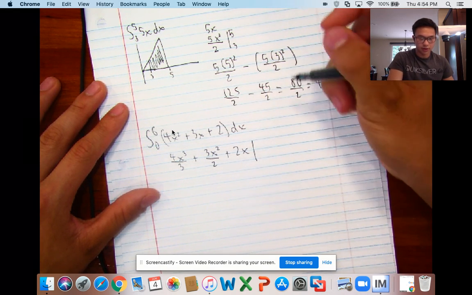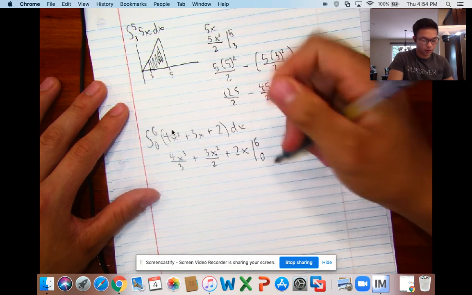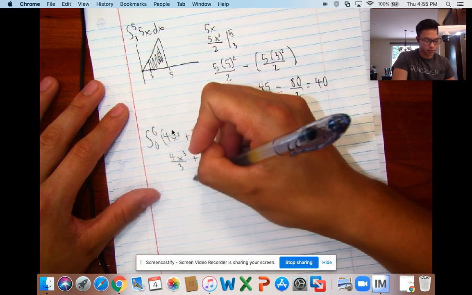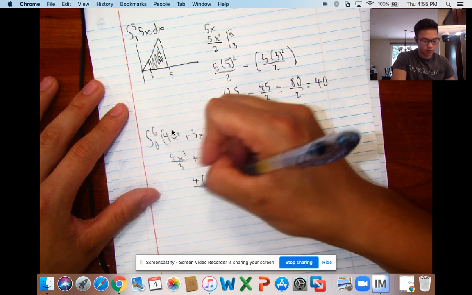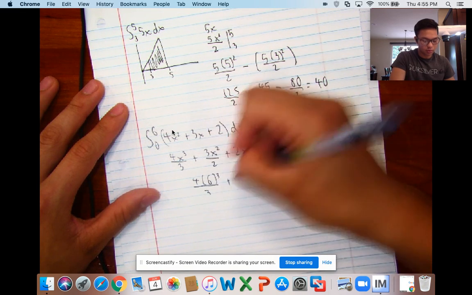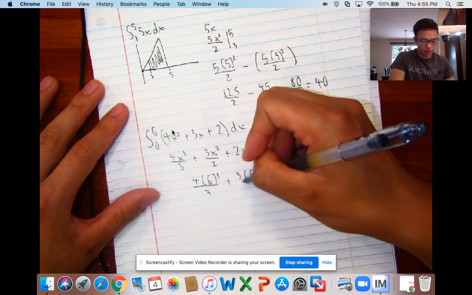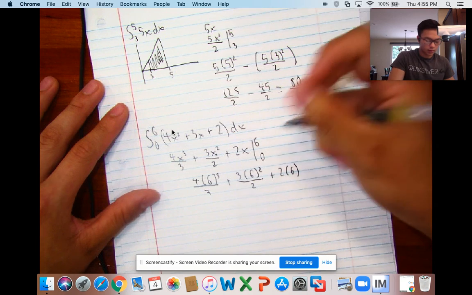Same thing as up over here. You're going to plug in 6, and you're going to plug in 0. We know that when you plug in 0 to here, that's just going to end up with 0. So let's just plug in the 6. So 4 times 6 cubed over 3, plus 3 times 6 squared divided by 2, plus 2 times 6. So we'll solve this out.